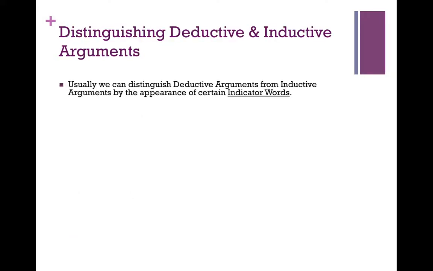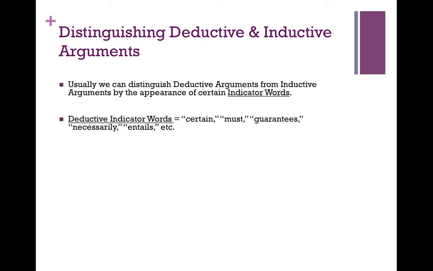Now, it's going to be important that we're able to distinguish deductive and inductive arguments, and like with arguments in general, we are presented with indicator words that tip us off. And here's a small list of some deductive indicator words: certain, must, guarantees, necessarily, entails. Whenever you see a phrase like the conclusion must, or the conclusion is entailed, or the conclusion is a necessary consequence of, you should start immediately thinking deductive argument.